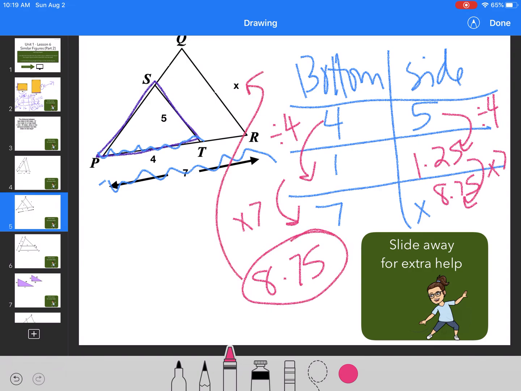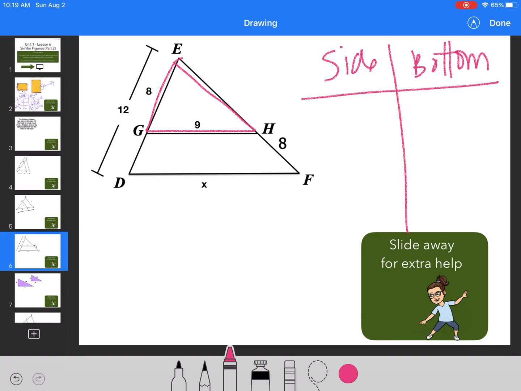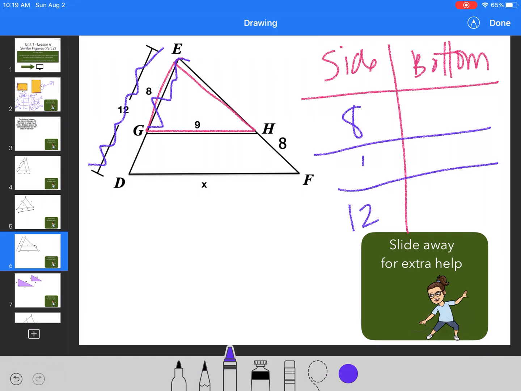Okay? The next one, I have 2 triangles again. I know I have my smaller, and then I have a larger one. So I'm going to match up the sides and the bottom. So I have side and I have bottom. So I know that 8 goes with 12. So I'm going to go 8. I want to find what it is for 1, and then I'm going to go to 12. Then on the bottom side, I know the 8 and the 9 go together because they're in the pink triangle. So the 12 and the x go together.